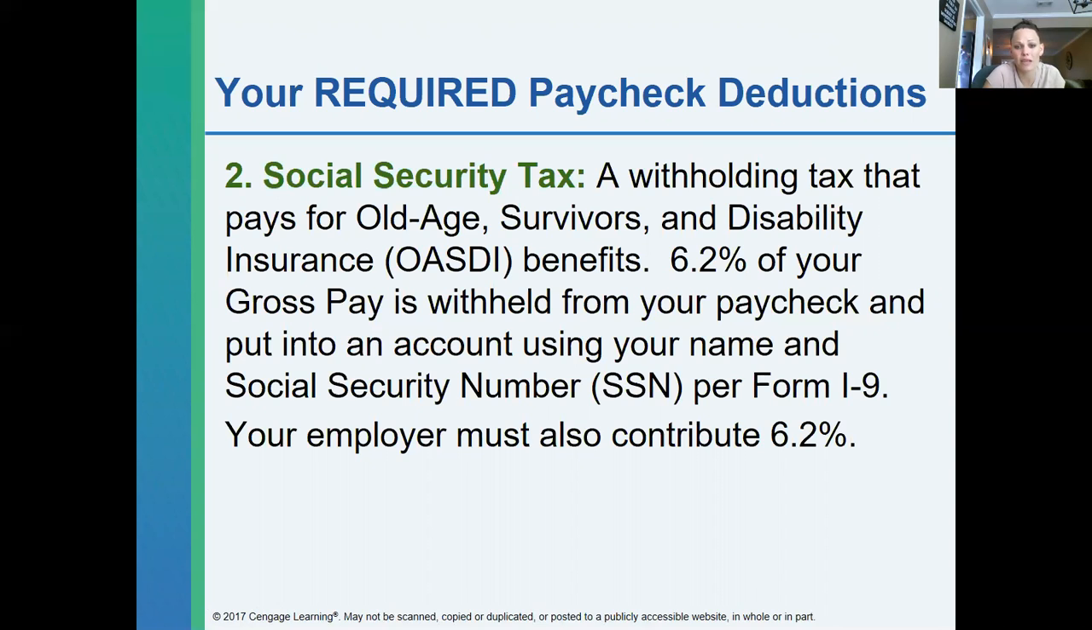6.2% of your gross pay is withheld from your paycheck and put into an account using your name and Social Security number per your Form I-9. Your employer must also contribute 6.2%. So there's a lot there. That first sentence, that is the definition.